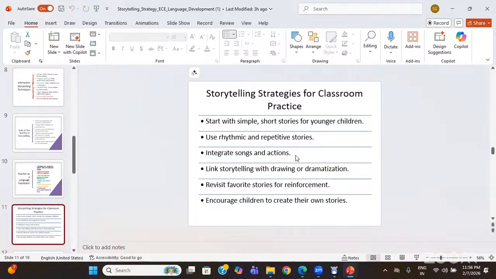You can integrate some songs and actions, and link storytelling with drawing. This is another technique. While you are narrating the story, you can ask the children to draw on their own. It may not be a complete diagram, but given their imagination and creativity, they will go on drawing and narrating the story on their own. On the fifth or sixth day, you can ask the child to draw the story and then narrate it. Revisit favorite stories for reinforcement, and encourage children to create their own stories. And one fine day, you ask them to create their own story.